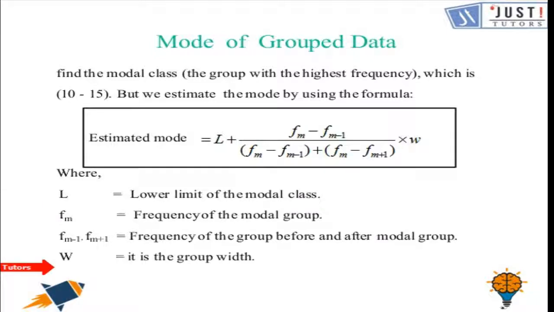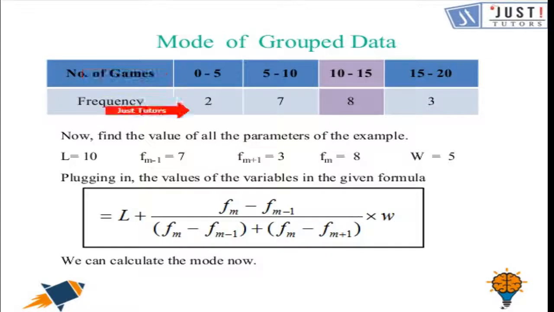So now let's move a step further, and with the help of this table that we have defined, we'll be finding the values of each initial. So if the modal class was 10 to 15, we can work out that the lower limit was 10, and if the frequency of the modal class was 8, we can work out that fm is equal to 8. Now fm minus 1 was the frequency of the group just before the modal class, which was 5 to 10 with frequency 7, hence fm minus 1 becomes 7.